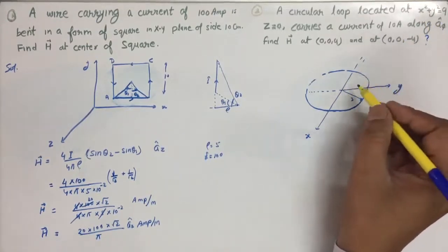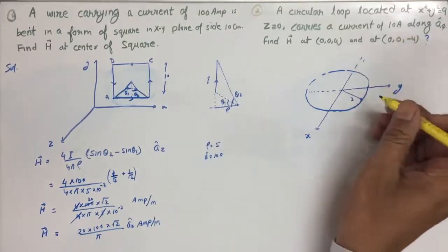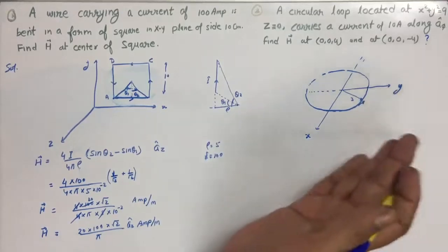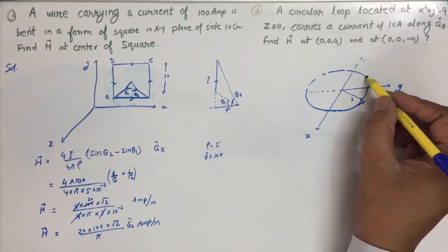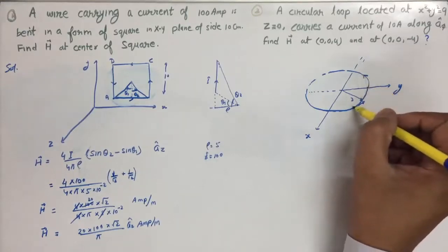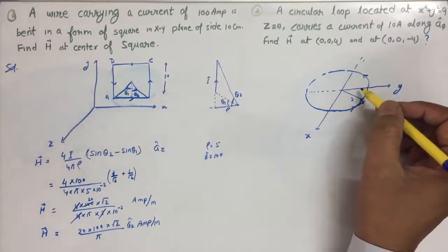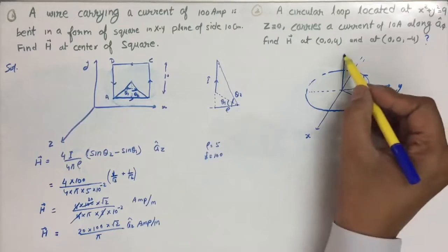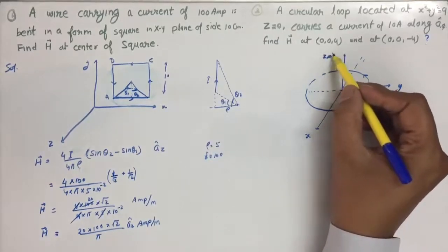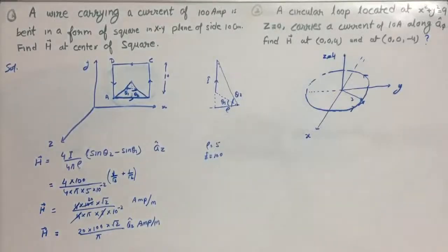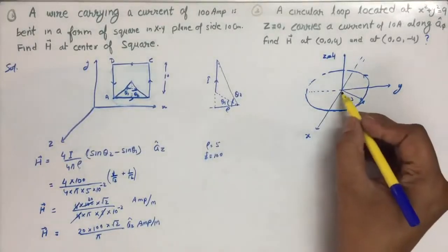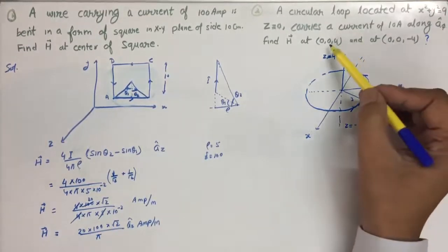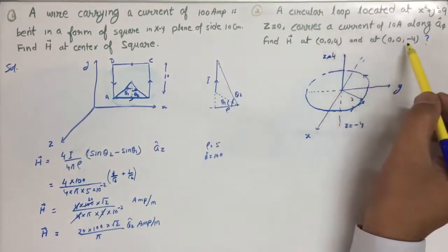Now it is carrying a current of 10 ampere along A phi. This is the positive direction of A phi, tangential to this. So it means the current is moving anti-clockwise. The direction of A phi is anti-clockwise. We have to find the field at Z equal to 4 unit, and similarly we have to find the field at Z equal to minus 4.